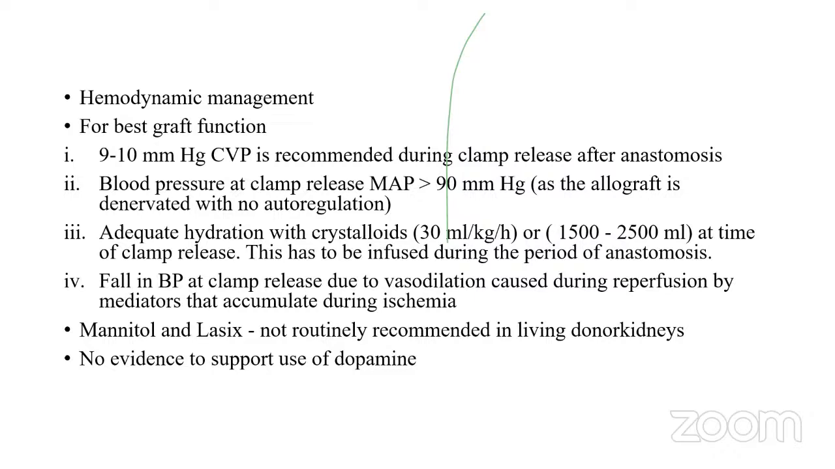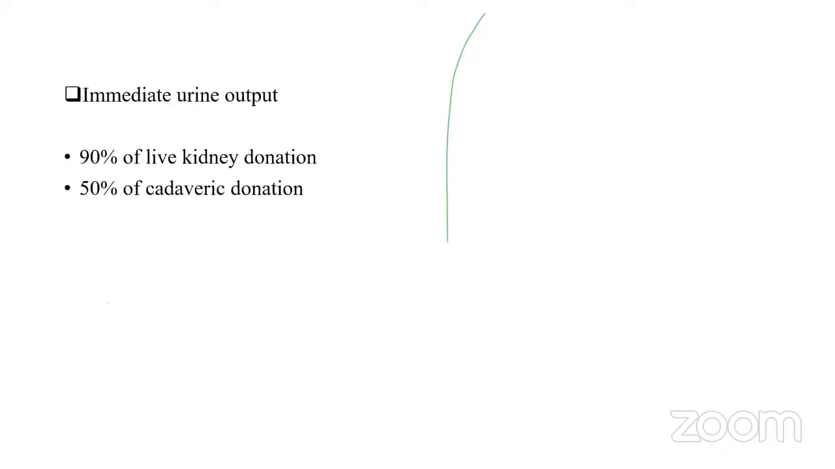Fall in BP at clamp release is due to vasodilatation caused during reperfusion by mediators that accumulate during ischemia. Mannitol and Lasix are not routinely recommended in living donor kidneys. No evidence to support use of dopamine. Immediate urine output: 90% of live kidney donations usually pour urine, and in cadaveric donation only 50% of patients will pour urine.